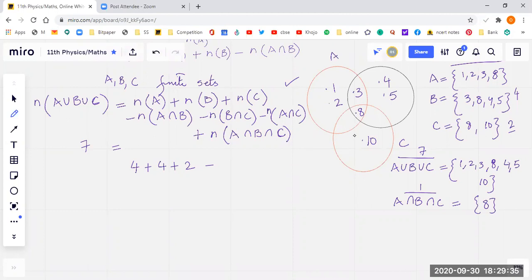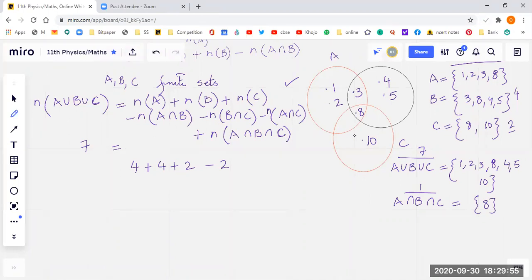Number of elements in A intersection B. There are 2 elements in common, 3 and 8. Can't you see? A intersection B. Minus 2.